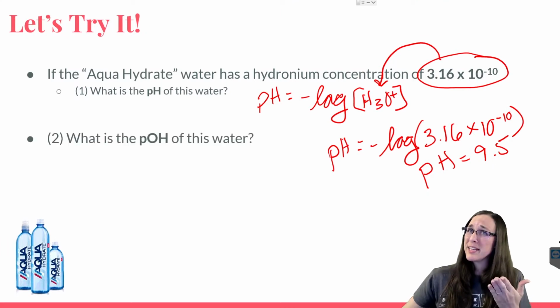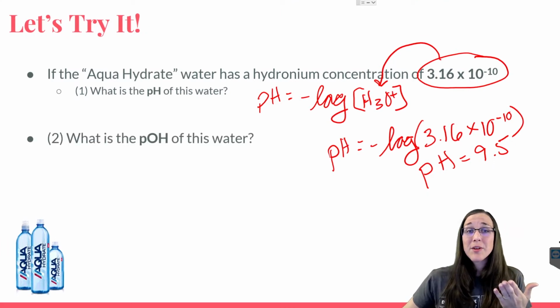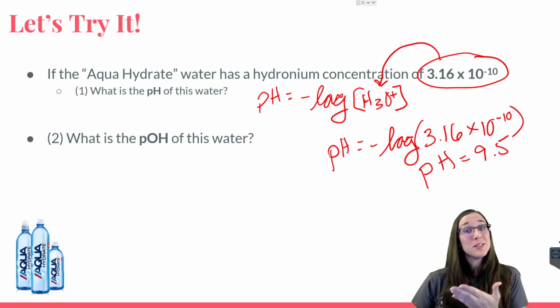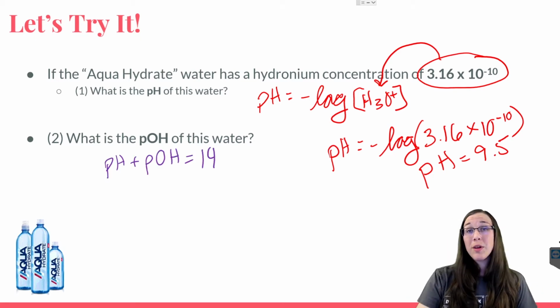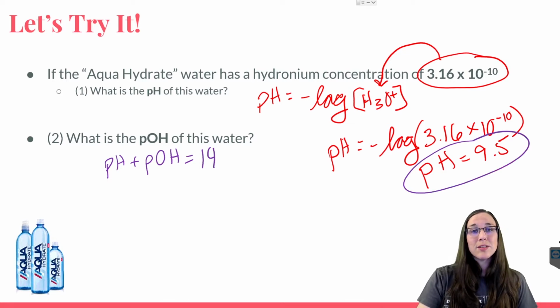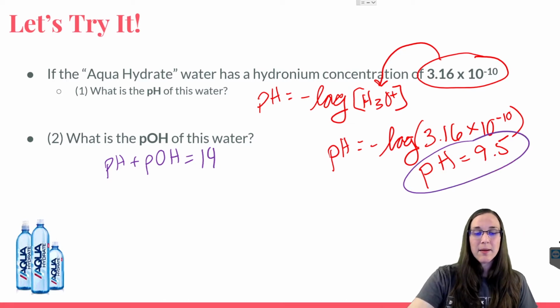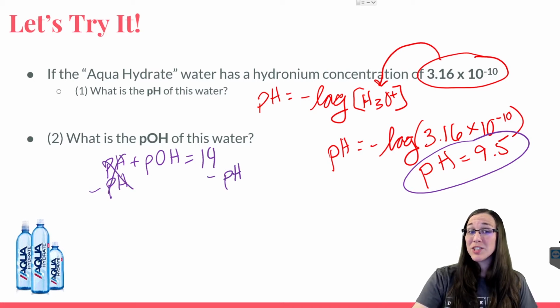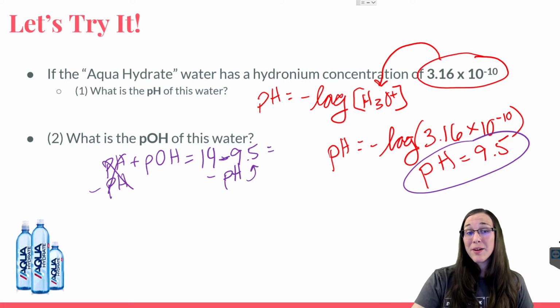What is the pOH of this water then? Well, we have another equation we can use. pH plus pOH equals 14. We already know the pH now. We solved that. It's 9.5. So to solve for pOH, we can just take pH from this side and subtract it from the other side. Then what we get is pOH equals 14 minus 9.5, what we already calculated. And we see that our pOH value then is 4.5.